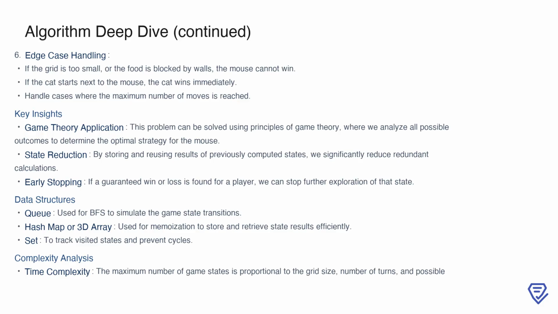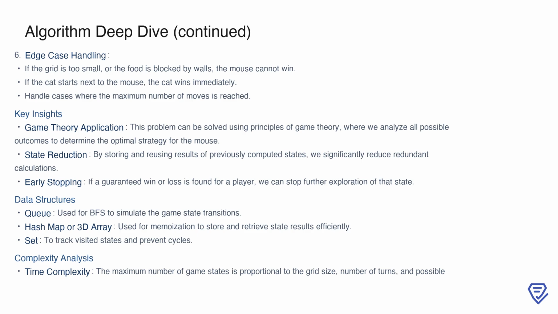Another important scenario involves the maximum number of moves allowed. If this limit is reached, the mouse's ability to win can be constrained. Solving this problem involves applying game theory principles, where we evaluate all possible outcomes to determine the optimal strategy for the mouse. By reducing the game states through memoization, we avoid repeated calculations and make the algorithm more efficient.